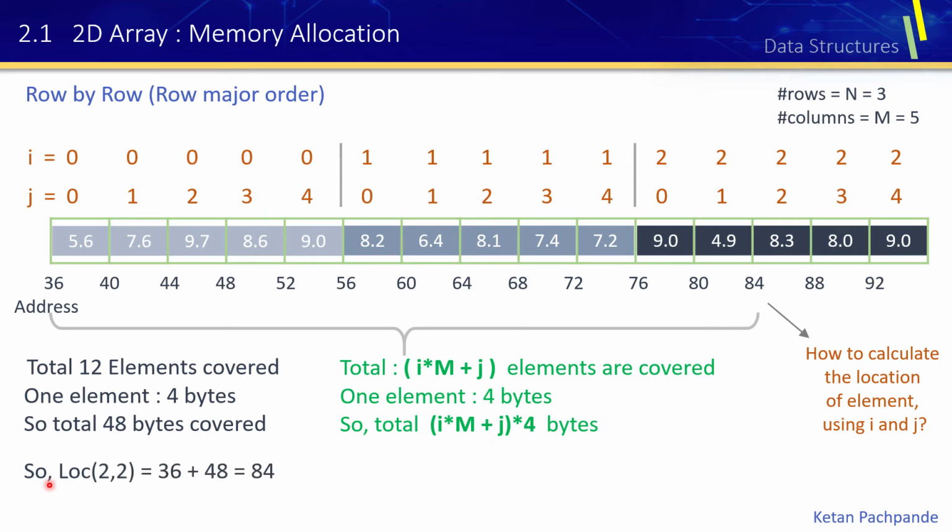So as I said, what will be the location of 2, 2? That is i = 2 and j = 2, starting with 36 plus 48 is equal to 84. So at the location 84, the element from the 2D array, that is 2, 2, starts. To generalize the formula, the location of i and j is given by the base address, whatever your base address is. Here in my case the base address is 36, plus the total number of bytes before that element.